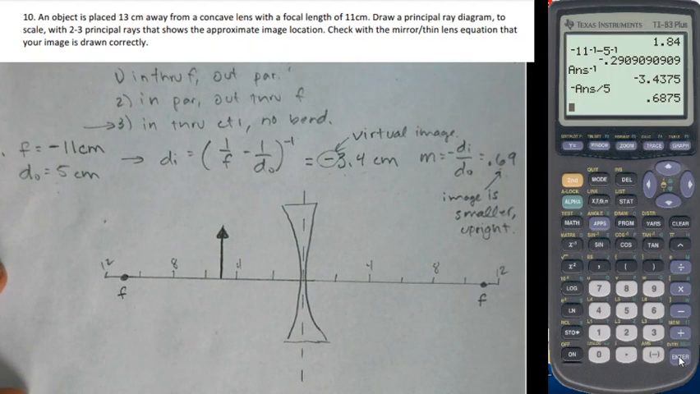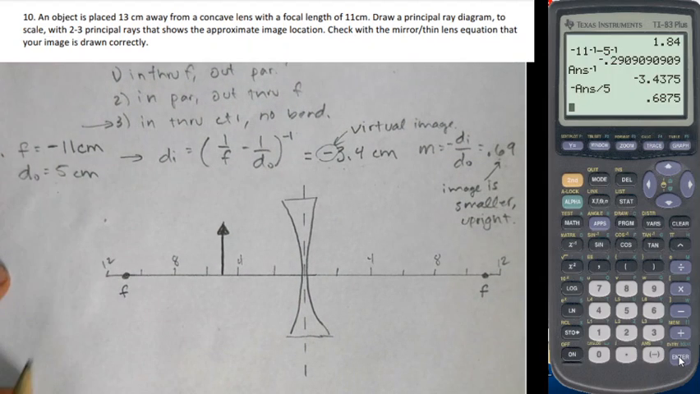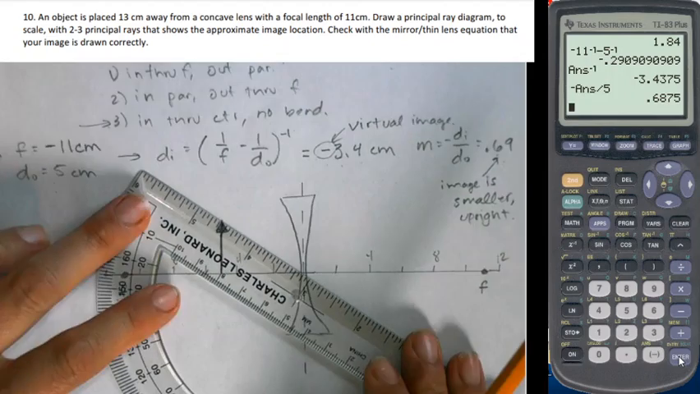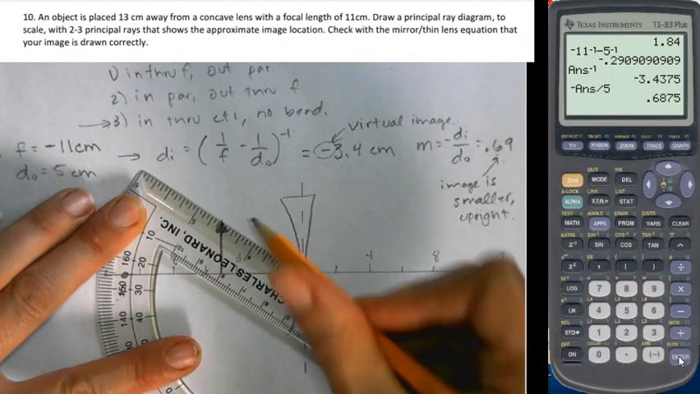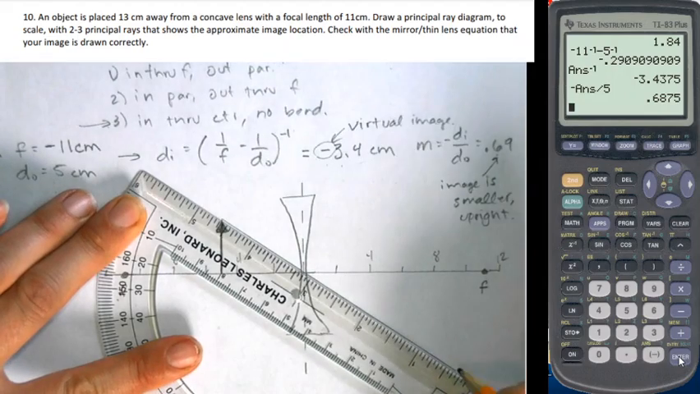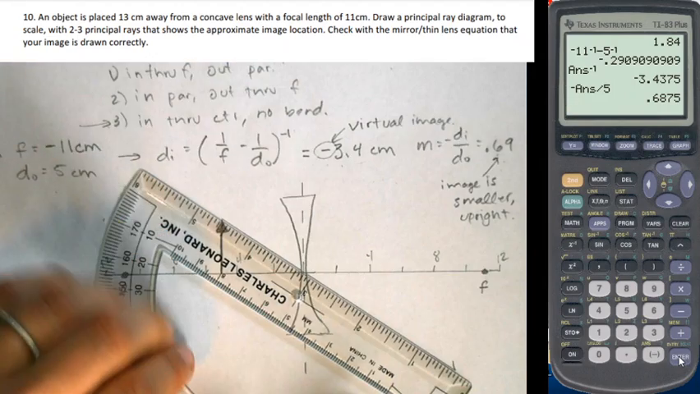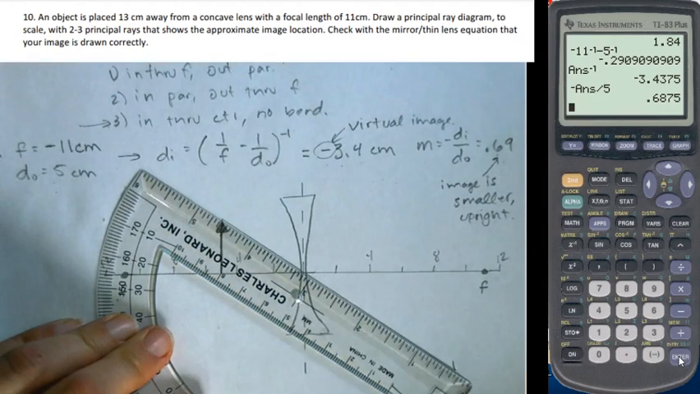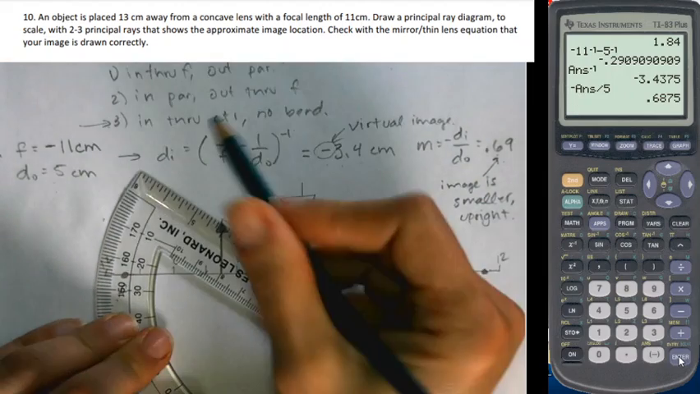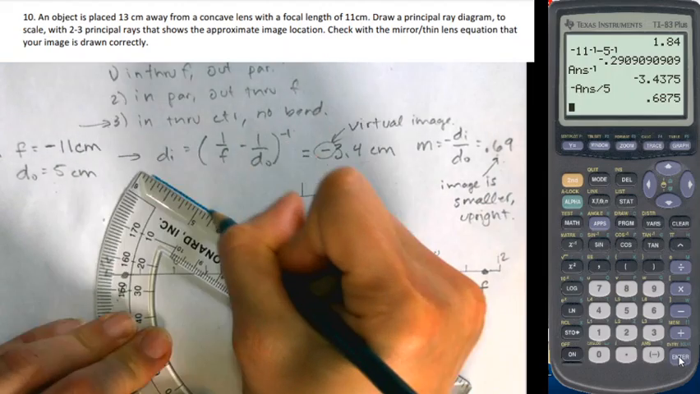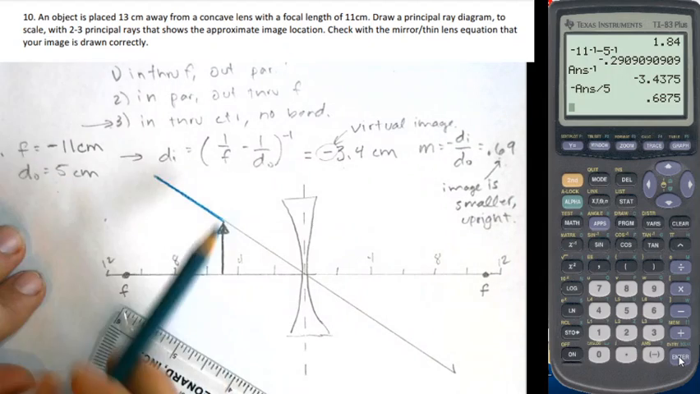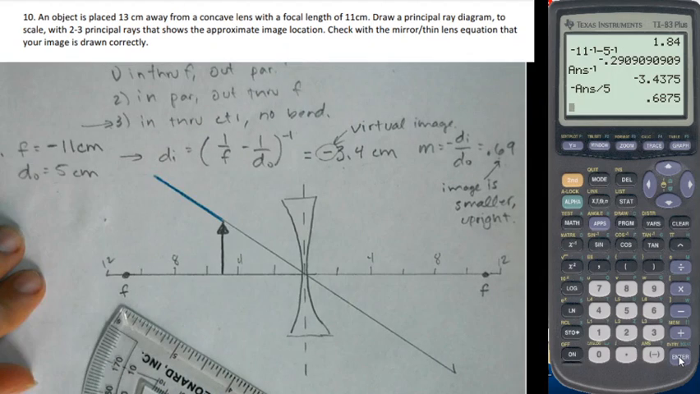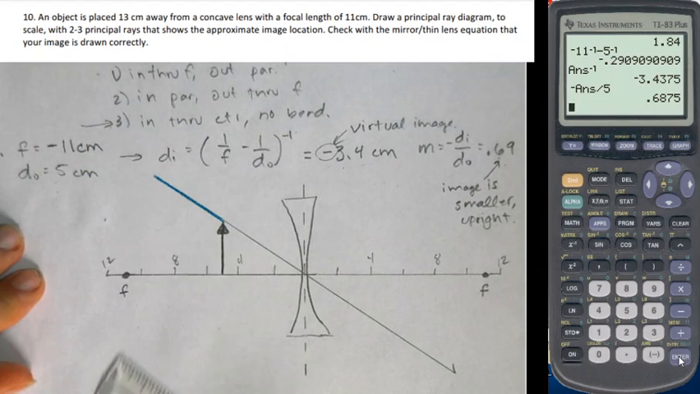Okay, so let's follow the same 3 rules. So I always start with the third rule, in through the center without bending. So we will go like that. And now, since I know that I'm going to have a virtual image, I'm going to go ahead and save myself some time. And I'm going to trace back sort of what that ray looks like following a straight line while I've got my straight edge there. Okay, now we'll go in through F and out parallel.